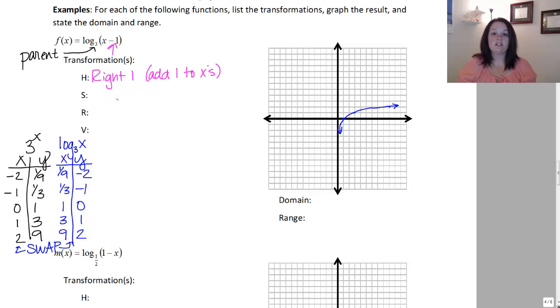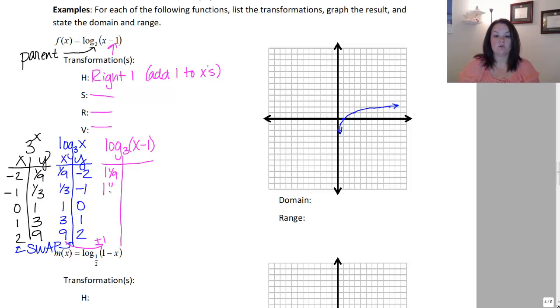That's the only transformation that has made this function look different from the blue parent function that I just created. So there's no other transformations, so I'm going to do my one transformation, which is to move right 1. To move right 1, all I have to do is add 1 to the x's from the previous table. So 1/9 plus 1 is 1 1/9.